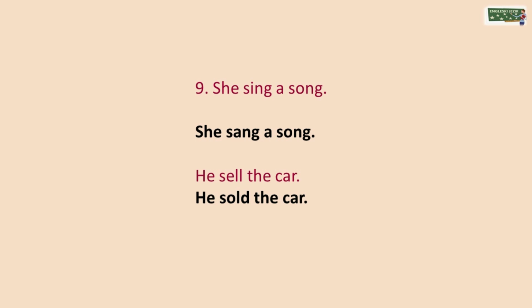Number 9. Irregular verbs are such a headache for many people because they are so hard to learn. However, it just takes time and eventually you will learn them. So she sing a song is incorrect. It's she sang a song, because sing is an irregular verb, and so is sell, which becomes sold. So he sell the car is incorrect, whereas he sold the car is correct.